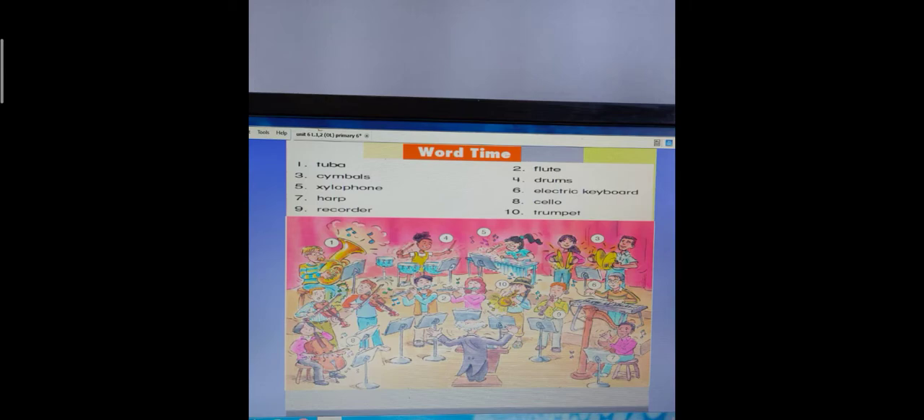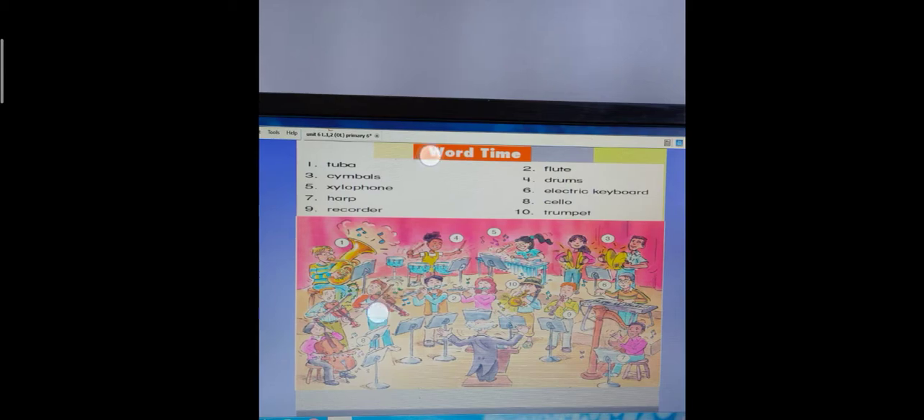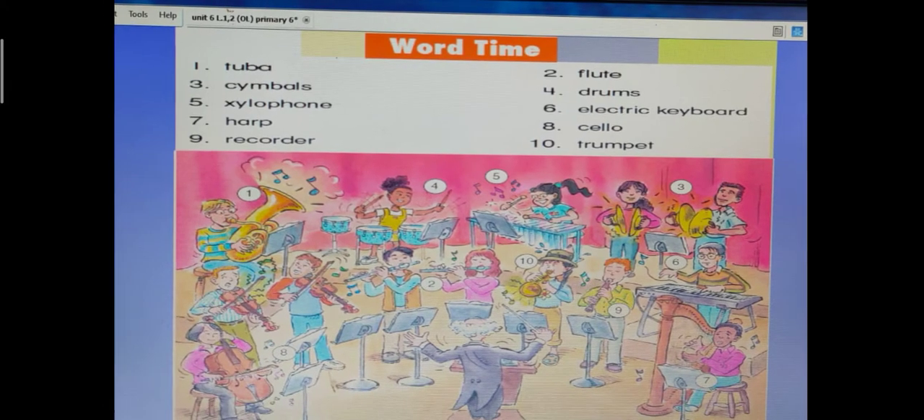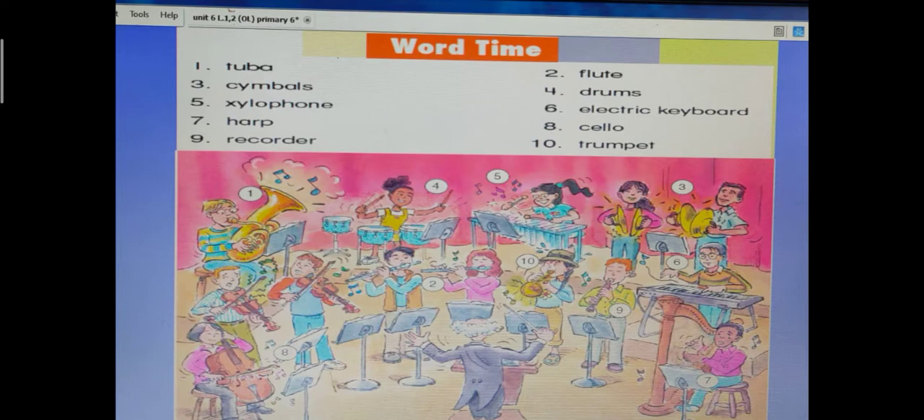Here we have some musical instruments. The first one is tuba. Number two, flute. Number three, cymbals. Look at the pictures carefully to know the drawing or the design of every word here. Again, tuba, flute, cymbals. Four, drums.